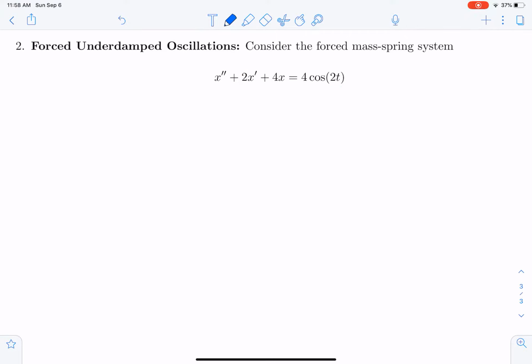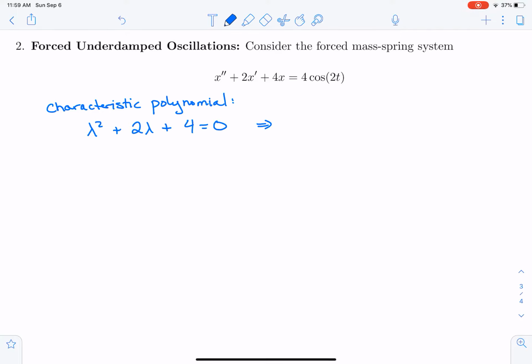So let's look at solving this differential equation. We need to find both the homogeneous solution and a particular solution to solve this non-homogeneous problem. So first, for the homogeneous problem, we're going to want to look at what the characteristic polynomial is for this system. That is lambda squared plus 2 lambda plus 4 is equal to 0.